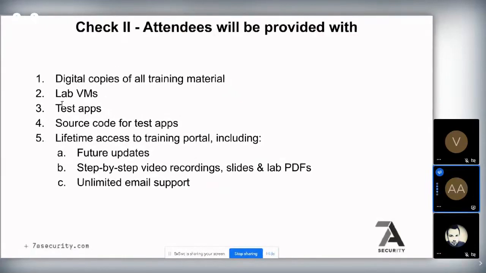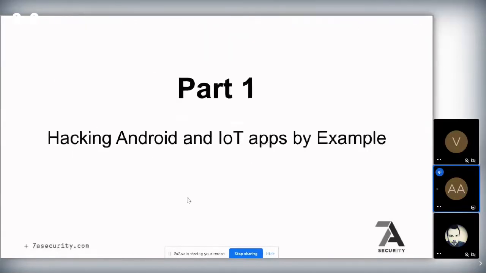In all courses, normally you are going to get digital copies of training material, lab VMs, test apps, and source code. So the first 4 points are kind of the standard. What we do a bit differently is we give you lifetime access to the training portal, including all future updates, free step-by-step video recordings, slides and lab PDFs, and unlimited email support, right? We also have Slack, where all the trainees get to ask questions and get answers closer to real time, right? So just to mention that.